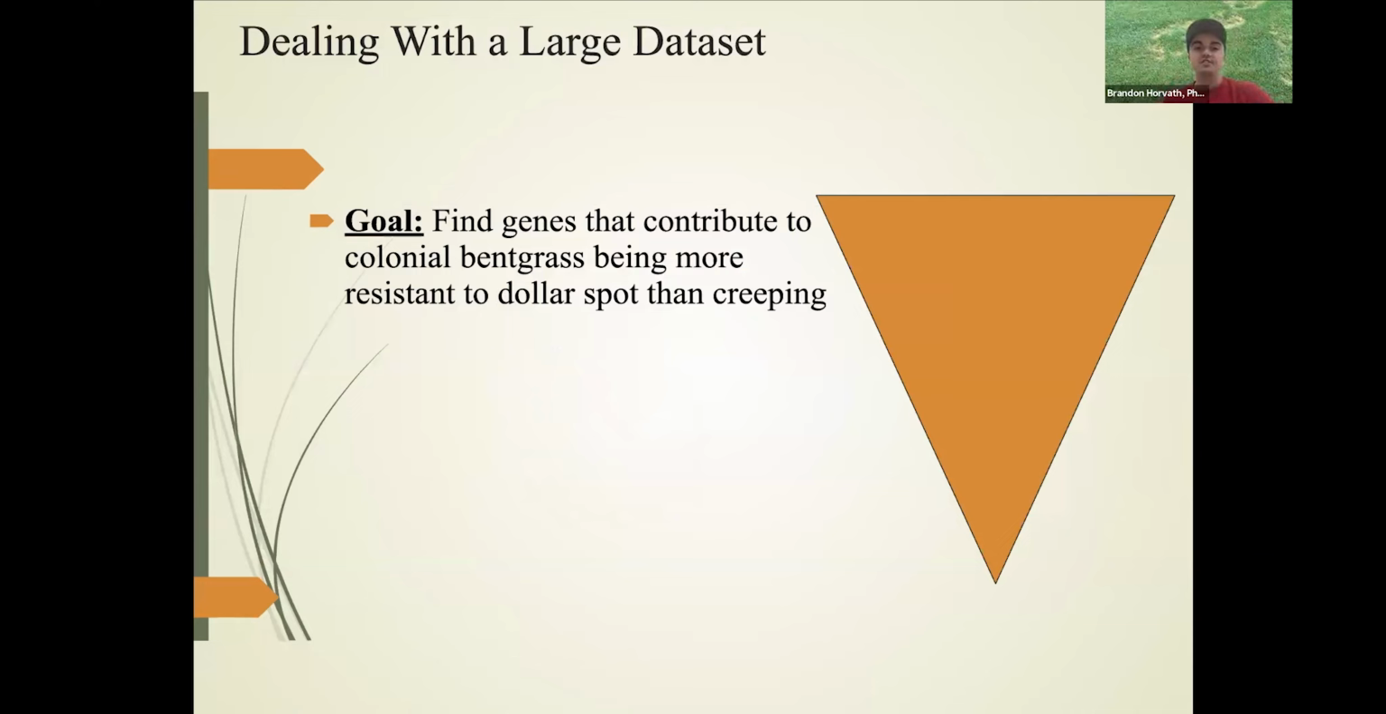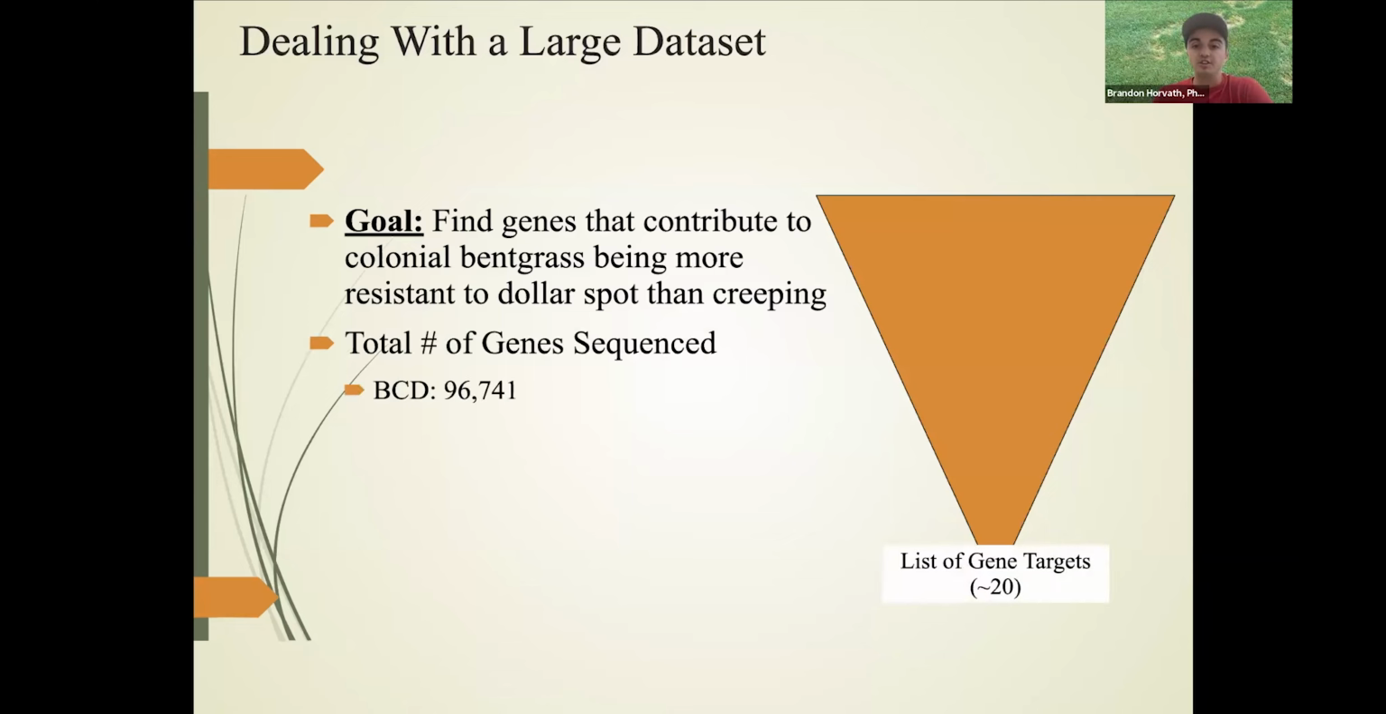Essentially, our goal is to find genes that contribute to colonial bentgrass being more resistant to dollar spot than creeping. Specifically, we want to help breeders further along their goal of creating new cultivars of creeping bentgrass that are more resistant. And we were able to go down to Rollsville, just like Dr. Horvath said, and see how far the genetics has come with creating more finer textured turf. And so we know that we can do the same thing, but just make more dollar spot resistant cultivars.